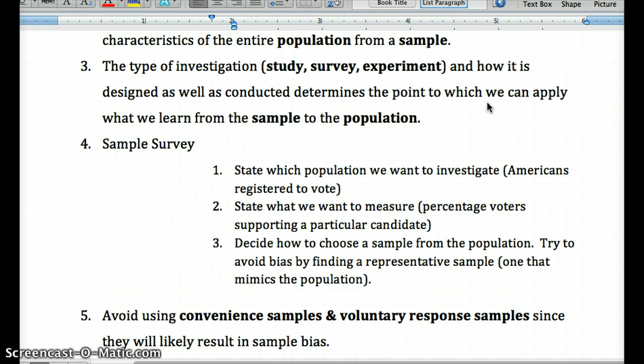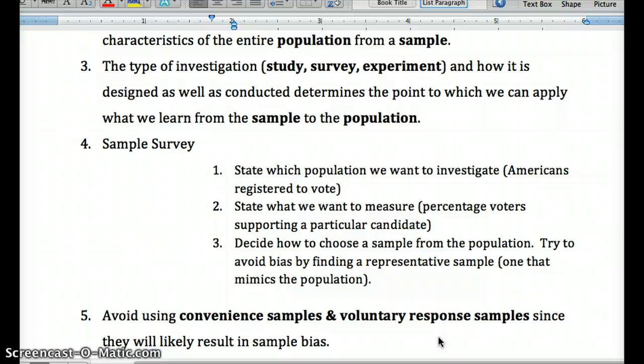We try to avoid bias by finding a representative sample. We want to avoid convenience samples and voluntary response samples. Convenience samples are ones that are just taken conveniently, like standing in one place and just talking to the 10 people that come by that one place, which could obviously lead to bias, as people that aren't in that one place don't get to answer, or people who aren't at that place at that time don't get to answer.